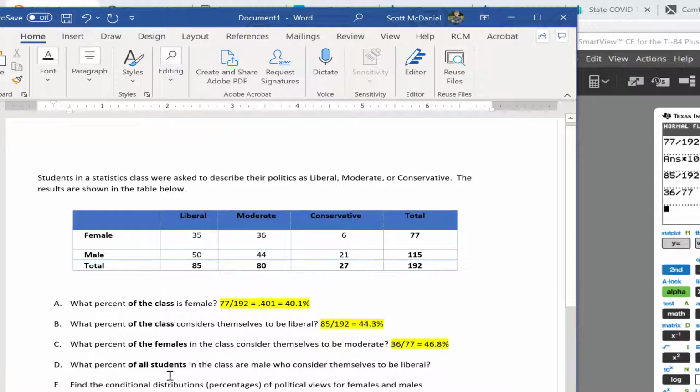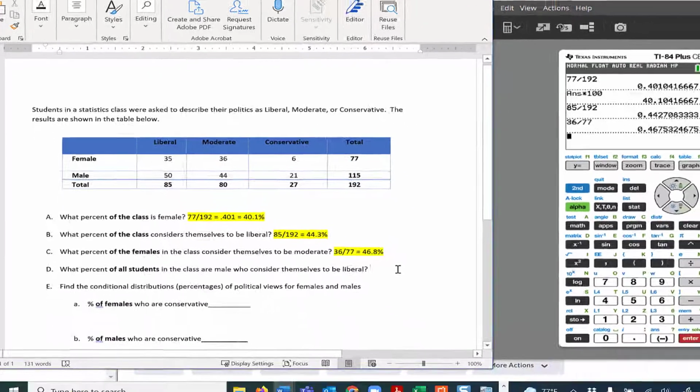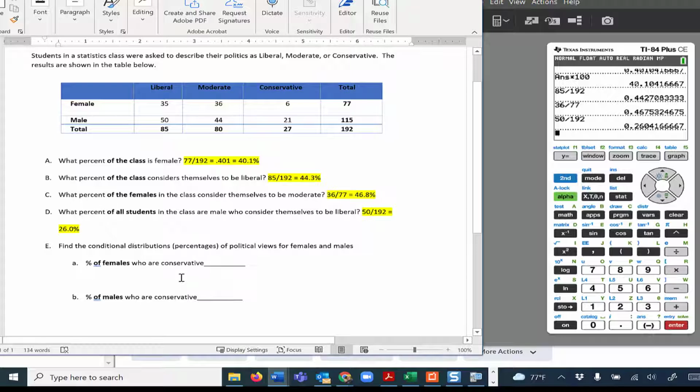What percent of all students in the class are male who consider themselves to be liberal? What percent of all students, so again, there's my denominator. Now I'm going to focus in on my numerator. They're males who consider themselves to be liberal, right here. So there are 50 of them, so there are 50 over 192. So about 26.0%.